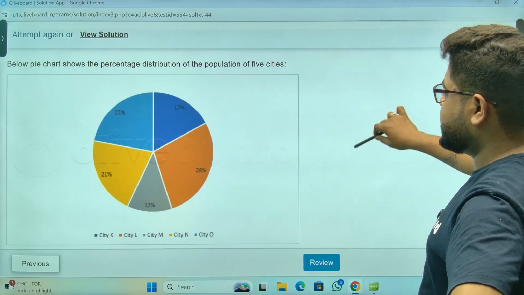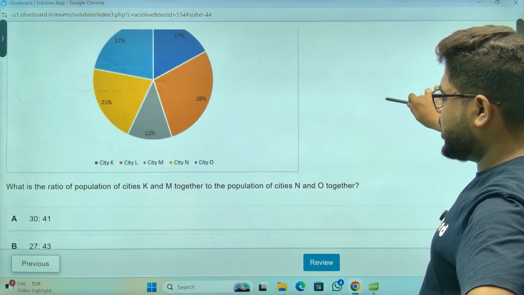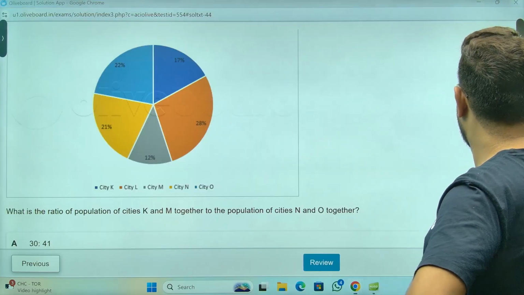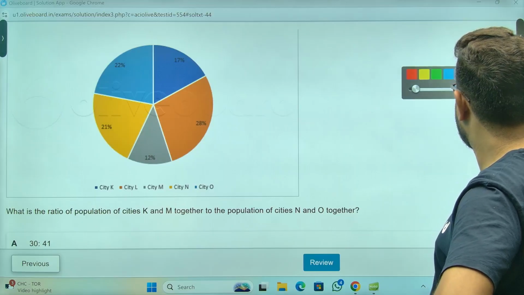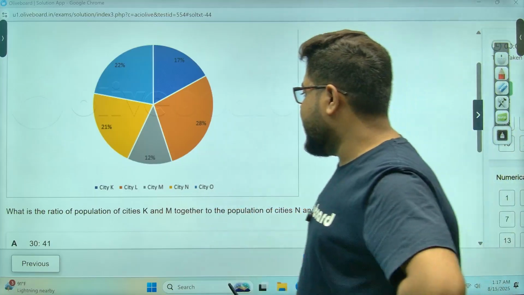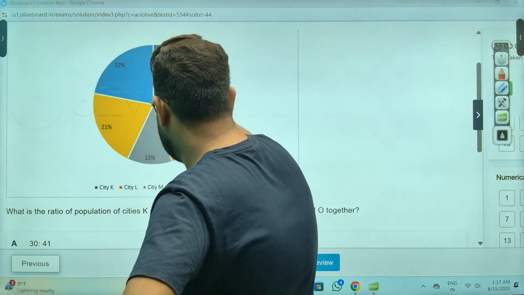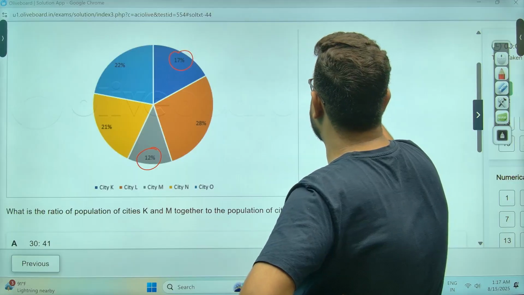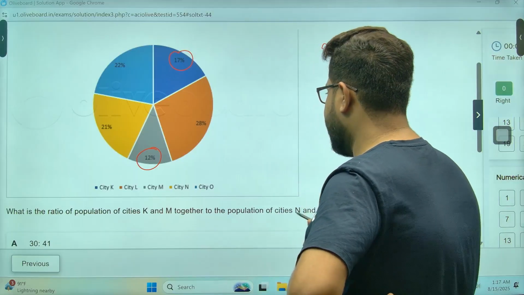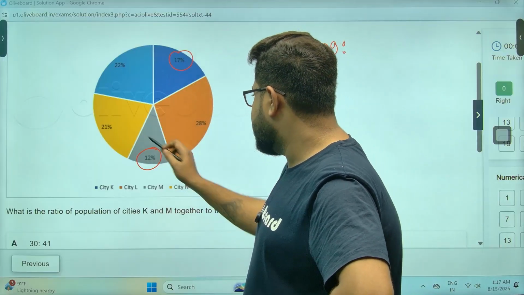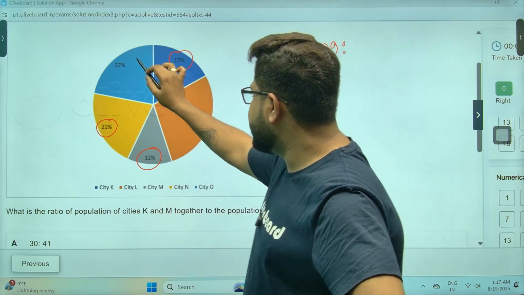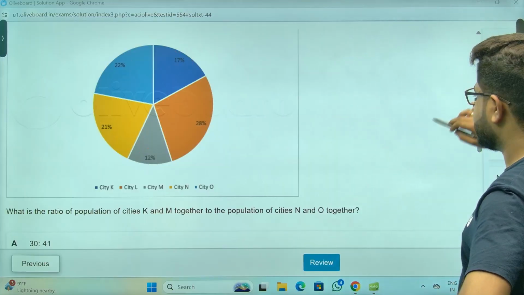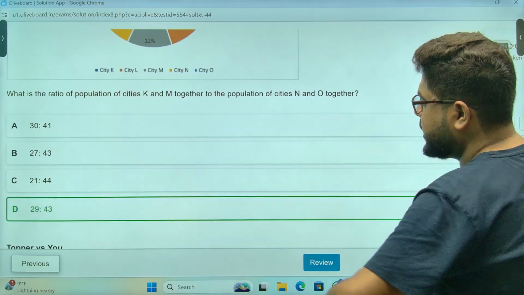Percentage distribution of population of 5 cities. What is the ratio of population of K and M to N and O? So I don't need total. K and M. K is what? This one. And M this. So 17 plus this, so 29 ratio. N and O. N is 21. O is 22. So 43, sir. 29 ratio 43. Yes, sir. Option D.